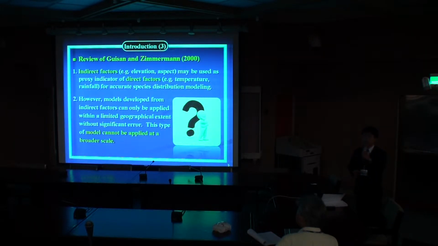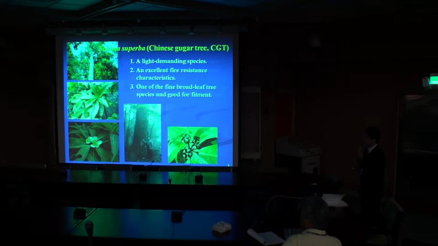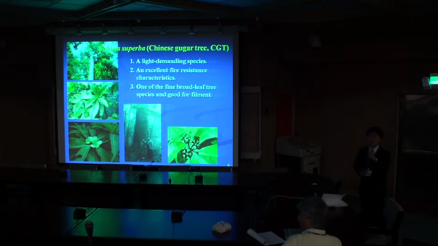From previous studies, I found some interesting issues. First, if we use direct factors to build our model, we find that indirect factors can partially substitute for them. Direct factors such as temperature and rainfall can be partially substituted. But when we use indirect factors to build a model, that type of model cannot be applied at a broader scale. That means the model can only be used within a limited area. So that idea inspired me to understand what will happen in a prediction model.